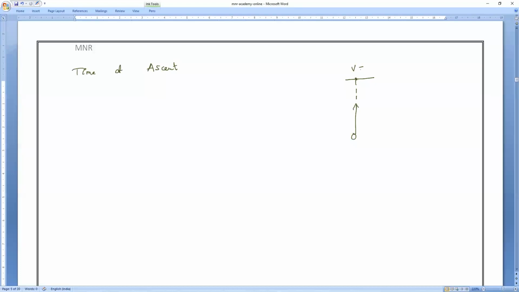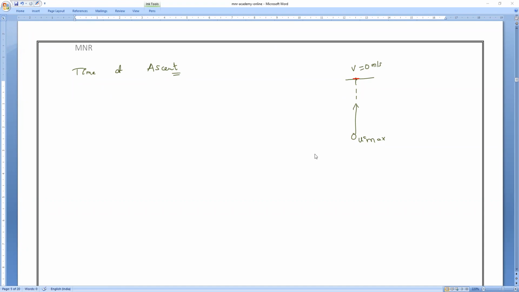So at that time, what is the final velocity, everybody? Zero. We all know the initial velocity is maximum. So that is what we call time of ascent, meaning the time taken to reach maximum height. Am I right, Shivani? Yes, sir.